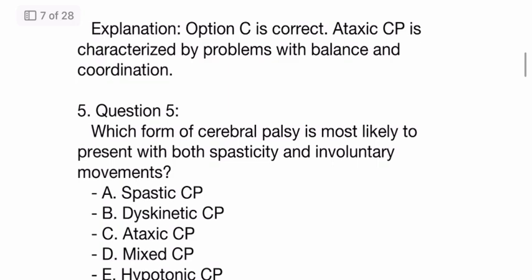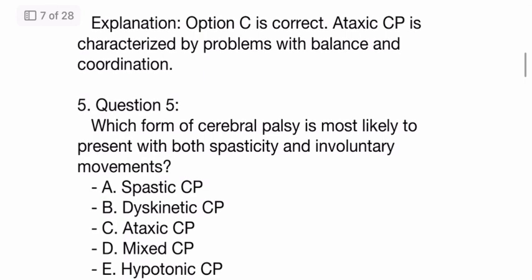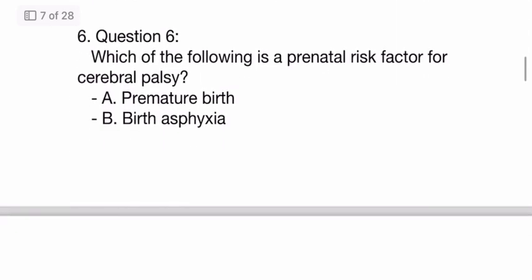Question 5. Which form of CP is most likely to present with both spasticity and involuntary movements? So both spasticity and involuntary movements. This is the mixed type. A, spastic. B, dyskinetic. C, ataxic. D, mixed. E, hypotonic. This is mixed CP.